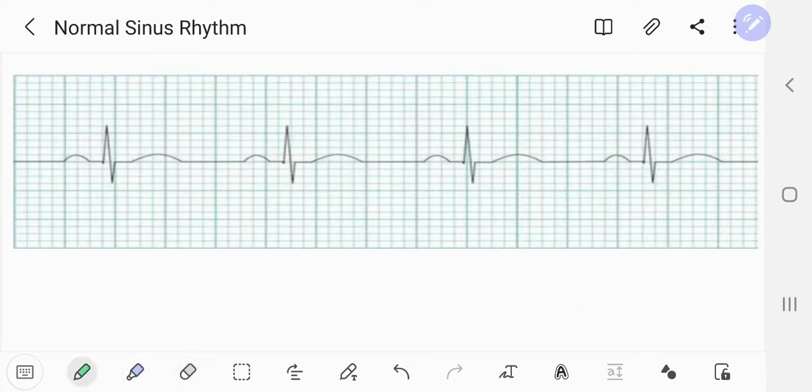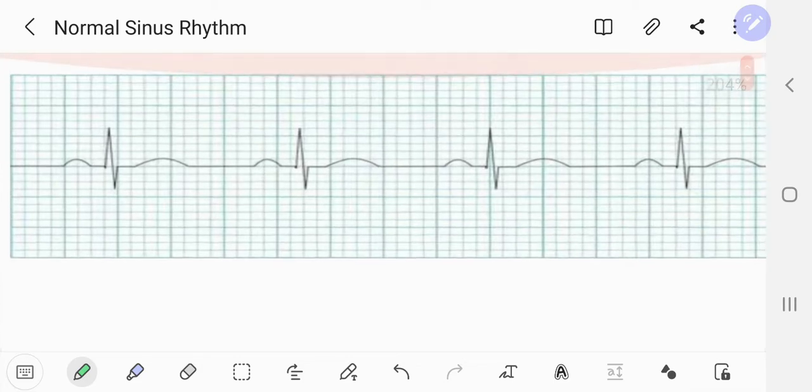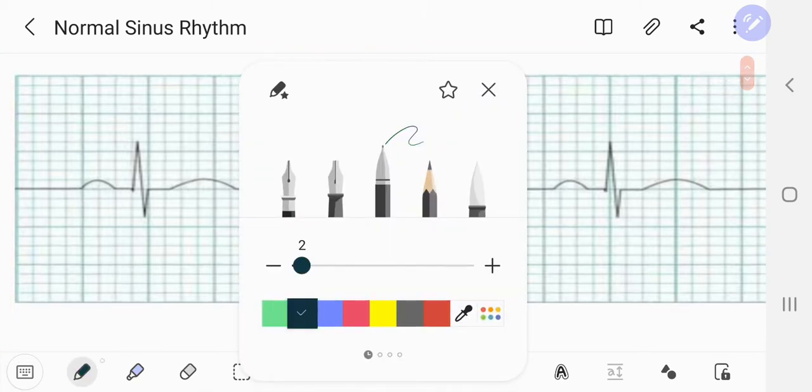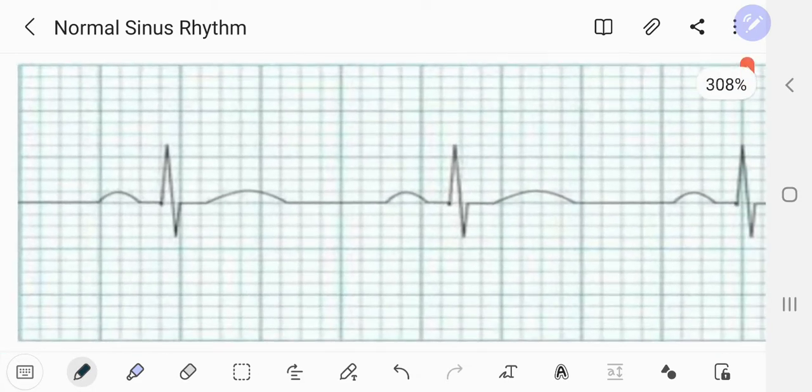So in this video we are going to talk about a normal sinus rhythm on a graph. We've already discussed all the waves in the previous video, so let's just revise it once. This one is the P wave, this is the QRS complex, and this is the T wave. Again, a P wave signifies atrial depolarization, a QRS complex signifies ventricular depolarization, and a T wave signifies ventricular repolarization.